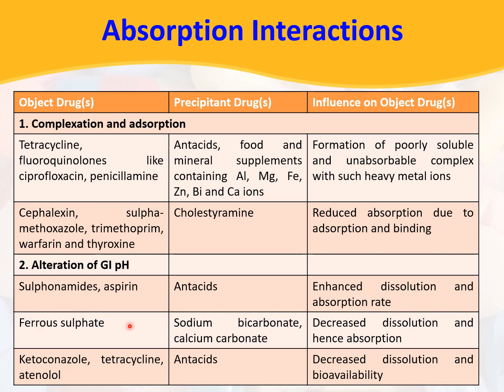Next drug is ferrous sulfate. Whenever it is taken along with sodium bicarbonate and calcium carbonate, it leads to decreased dissolution and decreased absorption of ferrous sulfate. Next, ketoconazole, tetracycline and atenolol. Whenever they are taken along with antacids, their dissolution and bioavailability are decreased.